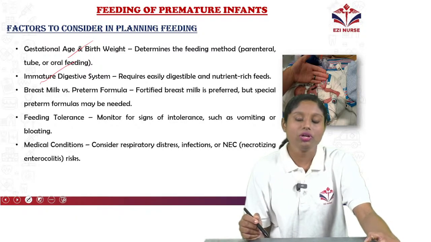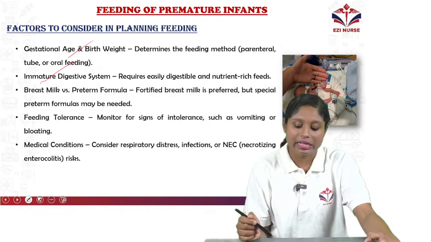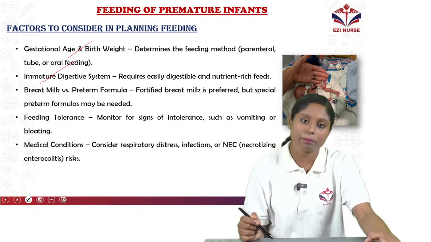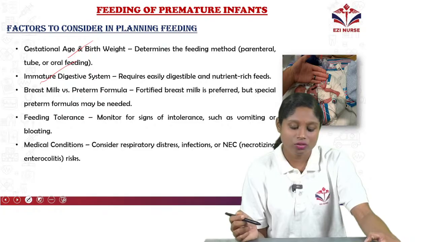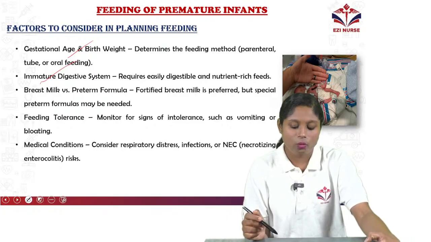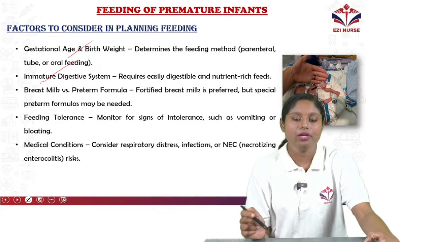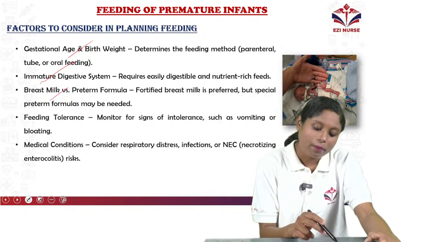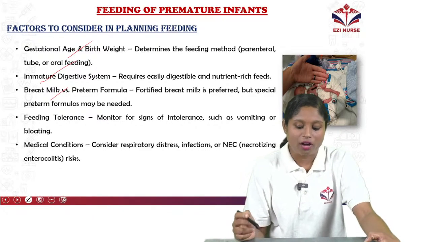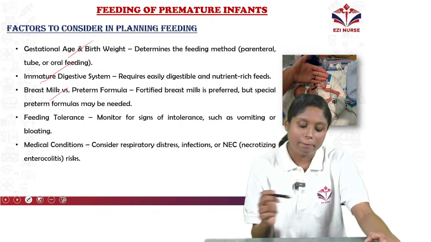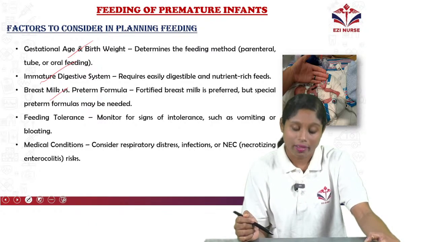Next is immature digestive system. It requires easily digestible and nutrient rich food. Because of their prematurity, their digestive system will be immature. It requires easily digestible and nutrient rich feeds. Breast milk or preterm formula. Fortified breast milk is preferred, but special preterm formulas may be needed.